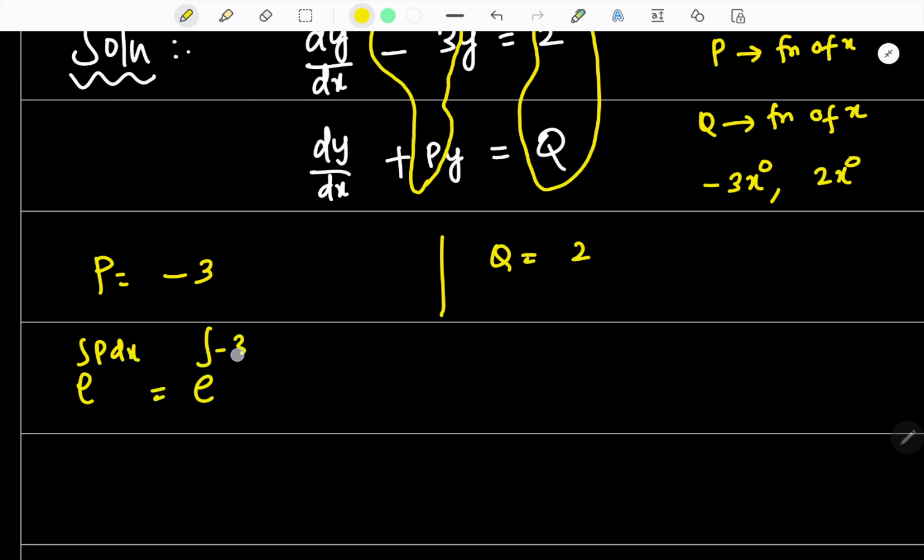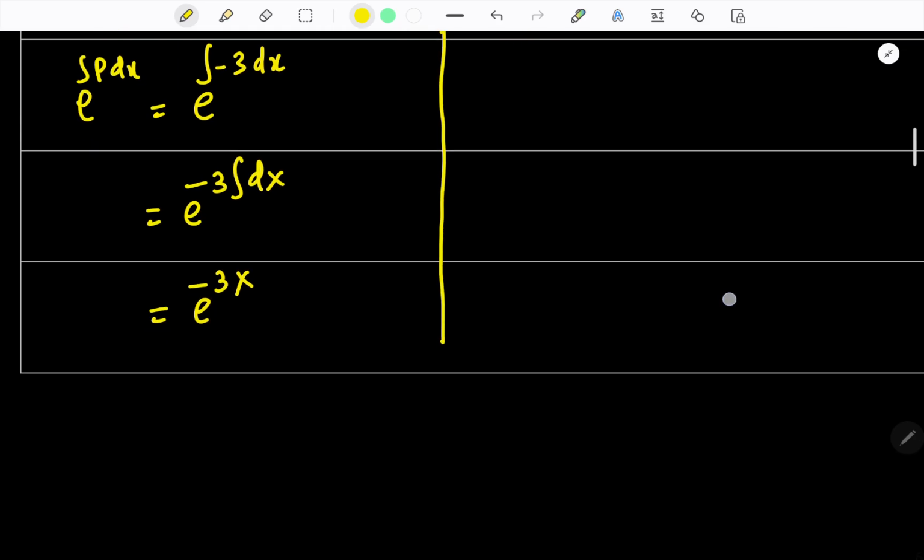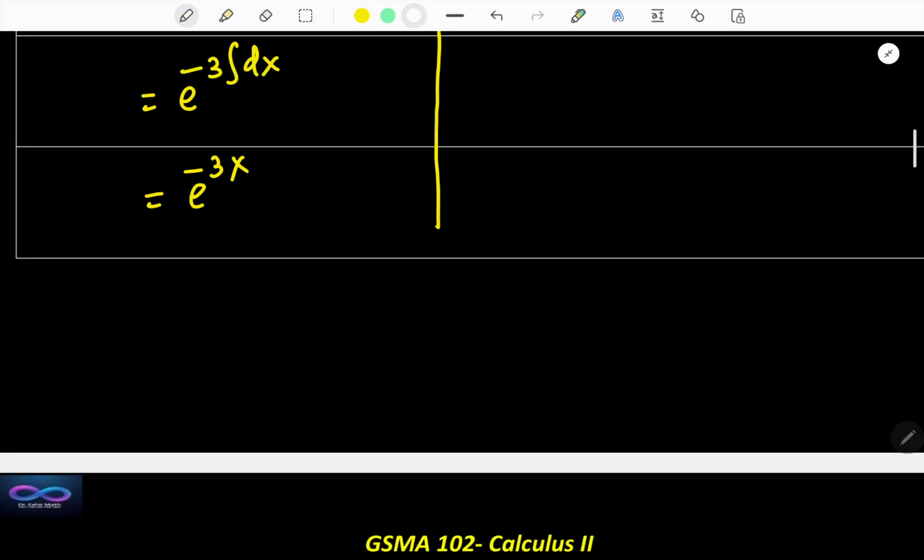So e power integral minus 3 dx. So this equals e power minus 3 integral dx. This equals e power minus 3 integral of dx is what? x. And q is equal to 2. Now I'm going to write the solution. y e power integral p dx is equal to integral q e power integral p dx plus c.